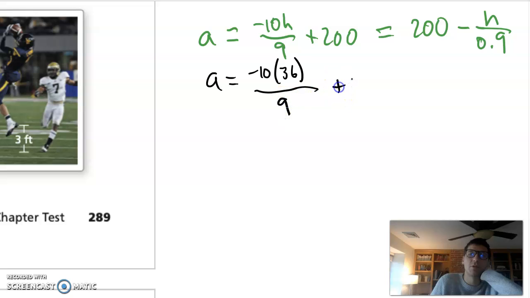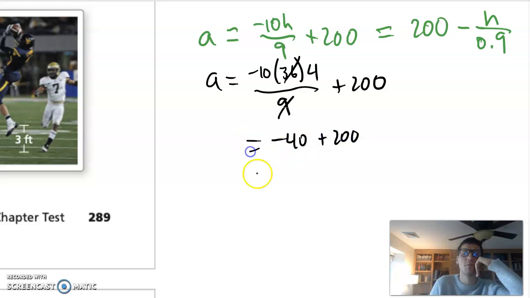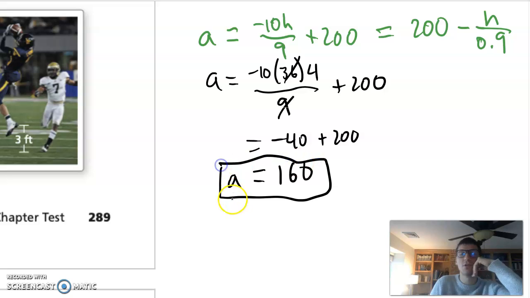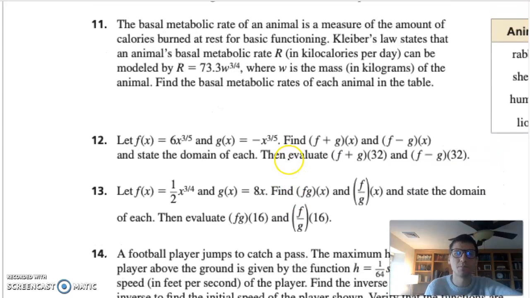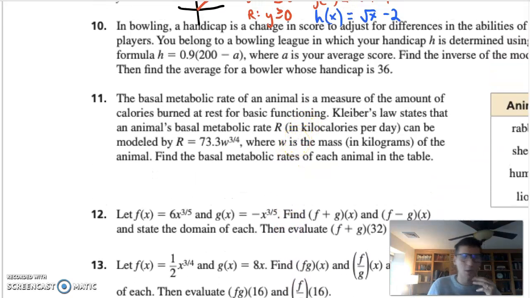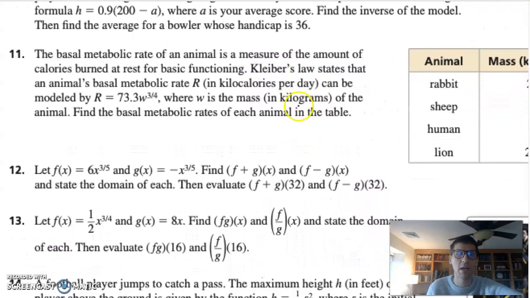Negative 10 times 36 divided by 9 plus 200. So this becomes, 36 over 9 is 4. That's nice. So negative 40 plus 200. So my average would be, what am I talking about? 160. That would be somebody's average score, which I think sounds good to me. I'm just an amateur bowler, but maybe in the professional realm, I don't know. So I believe 160 would be that person's average score given their 36-point handicap.